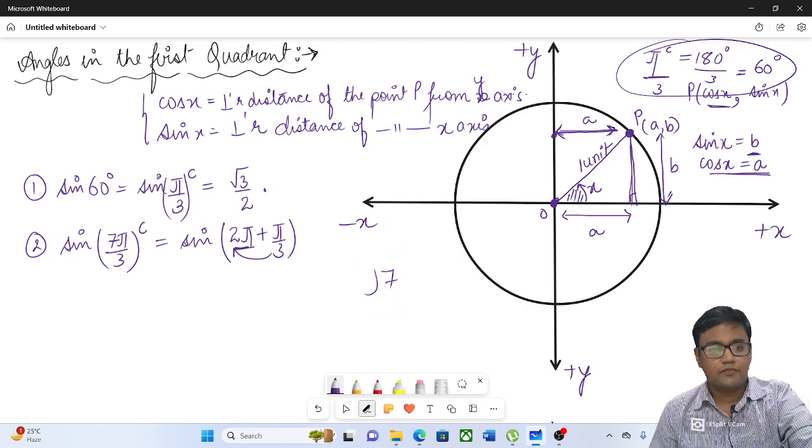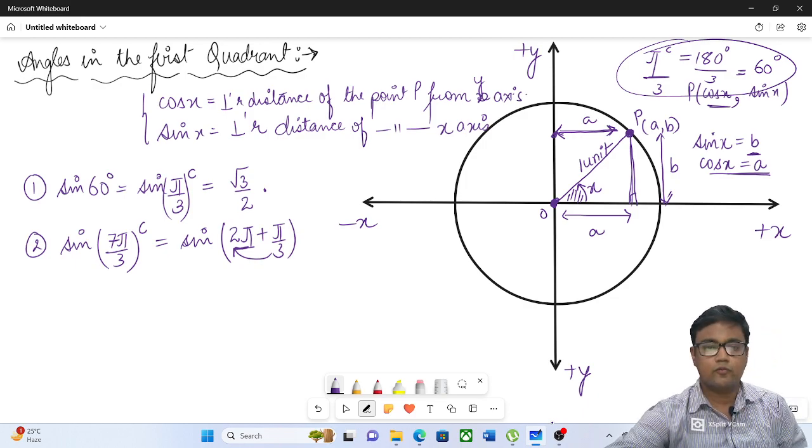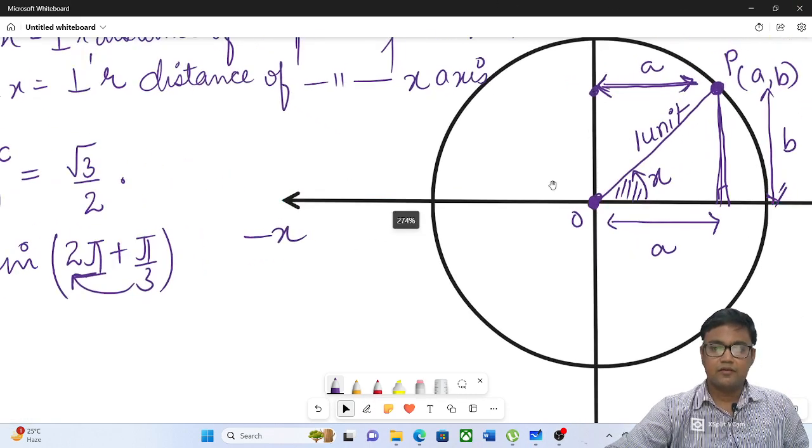So, I hope this process is simple. Just try to break it down, divide it. 3 2s are 6, 6 plus 1 is 7. Now, see children, what is actually 2 pi plus pi by 3? Let us try to visualize this by using this unit circle.